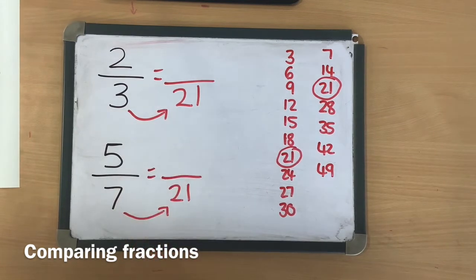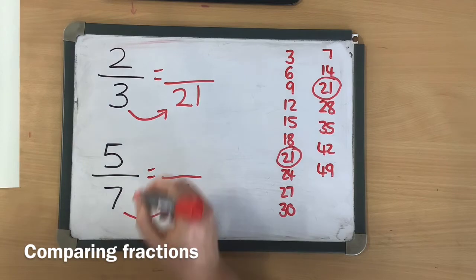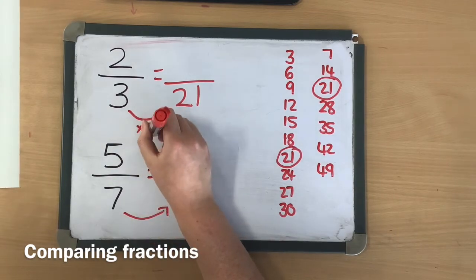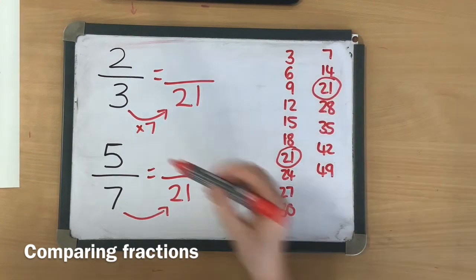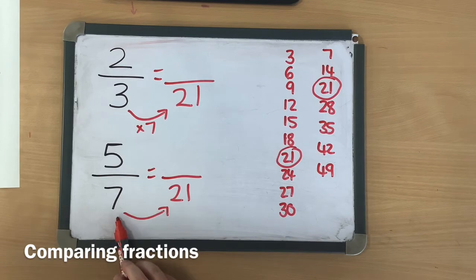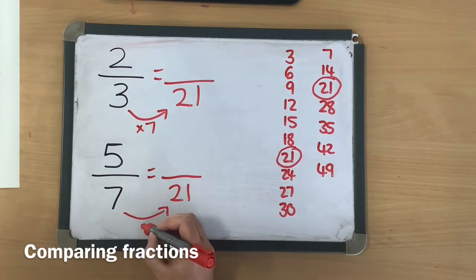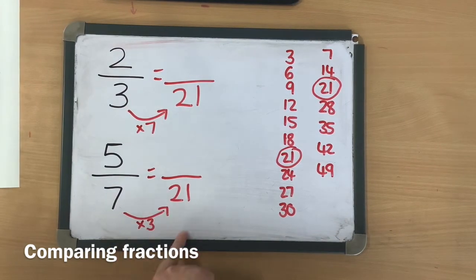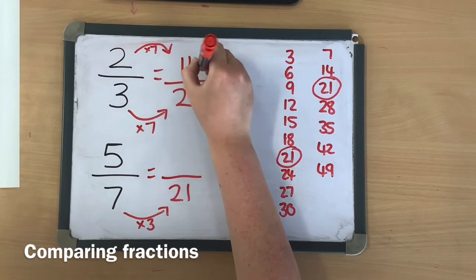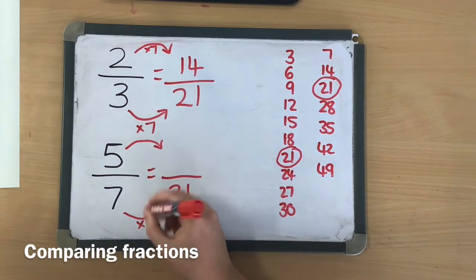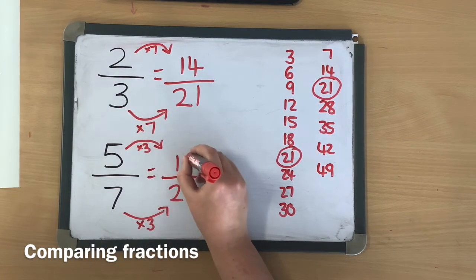So 3 I times by 7, and if I'm not sure I can check: 1, 2, 3, 4, 5, 6, 7. 3 times 7. And here, 7 times what is 21? 7 times 3. And like we said earlier, whatever I've done to the bottom, I do to the top, the numerator. So 2 times 7 is 14, and 5 times 3 is 15.